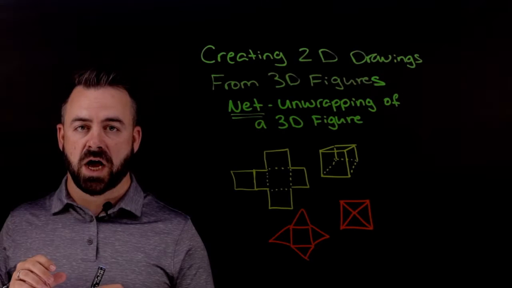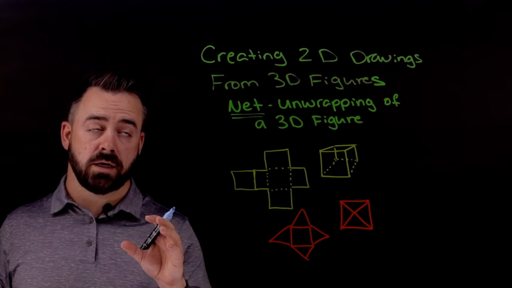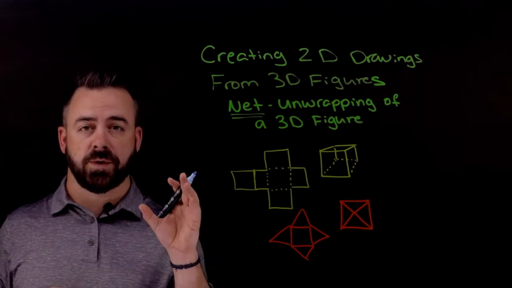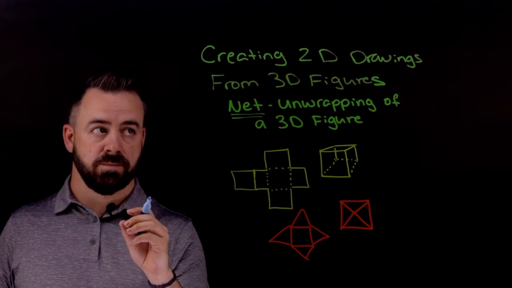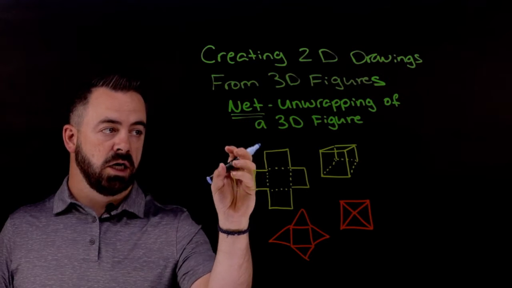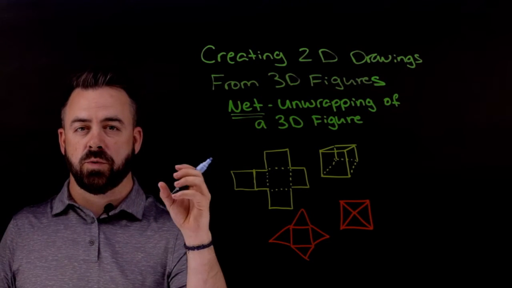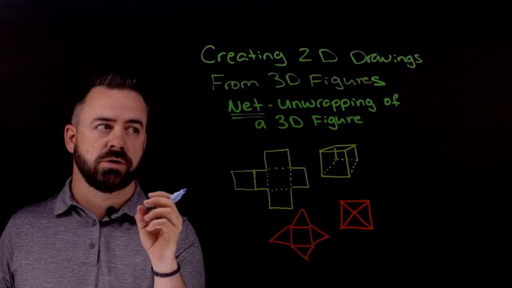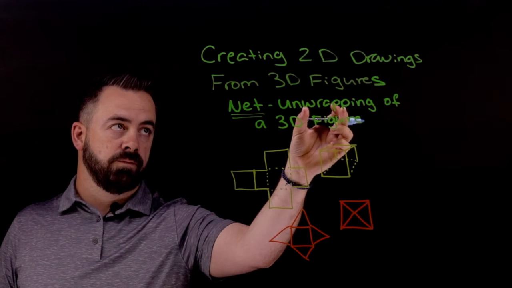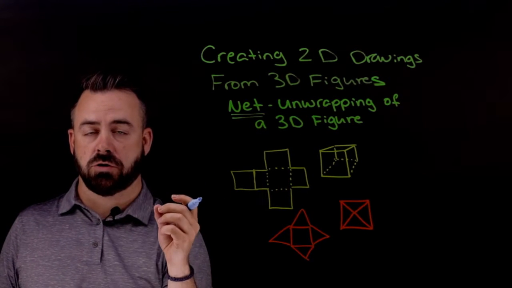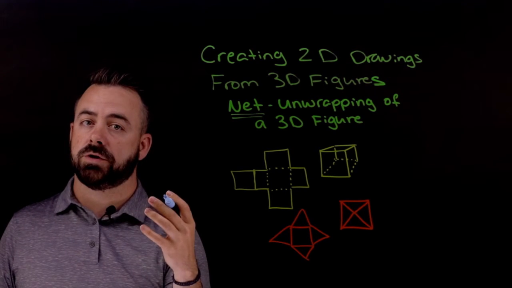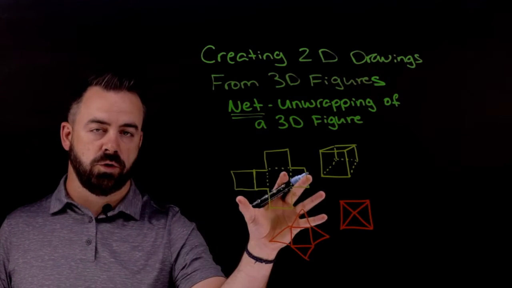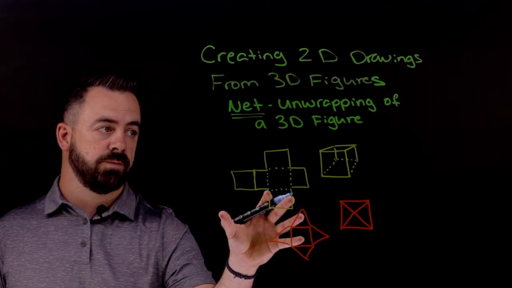In this video, I want to look at trying to create a 2D figure from a 3D drawing. This 2D figure has a name, and it's called a net. Really, what we want to do is start looking at 3D figures and unwrapping them so that we have a 2D drawing. And then after that, we're going to be able to find what's called surface area. But let's focus on the drawings first.